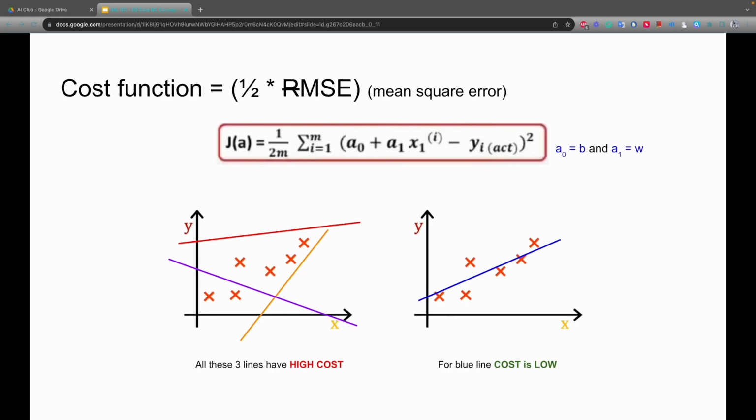As you might have guessed, the cost function of linear regression model is very similar to root mean square error. As we are not taking the square root here and dividing by 2, it is half mean square error, or MSE. The cost function j is a function of the model parameters. In the left diagram, all three lines are poor fit to the data. Hence, the cost j would be very high. In the right, the blue line is a good fit to the data. Hence, the cost function j would be low.